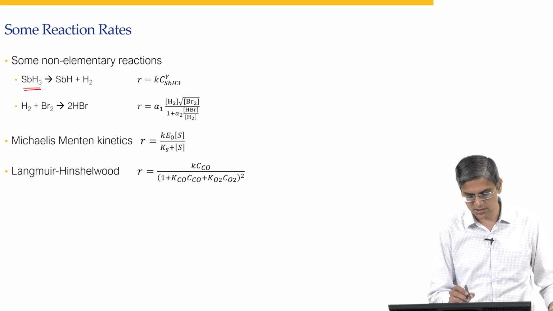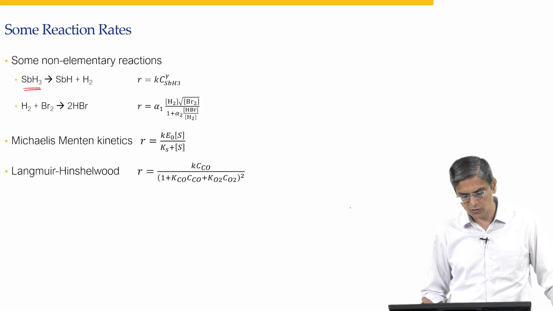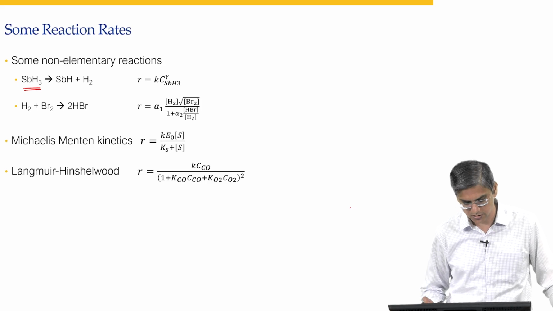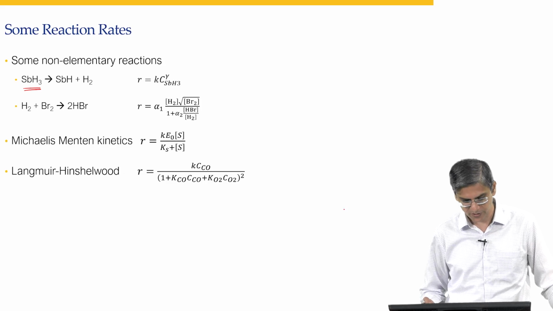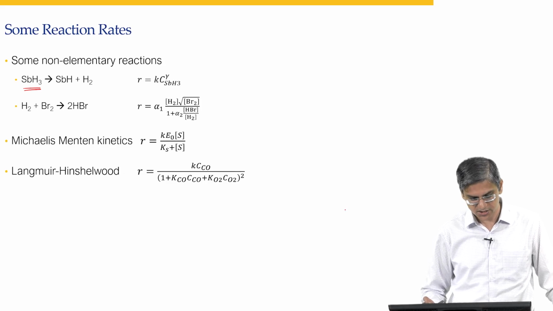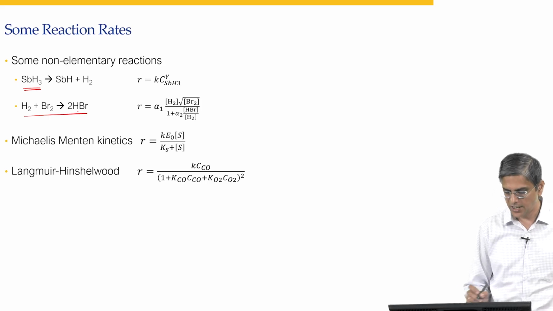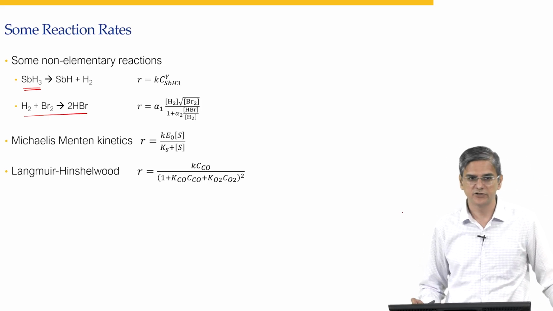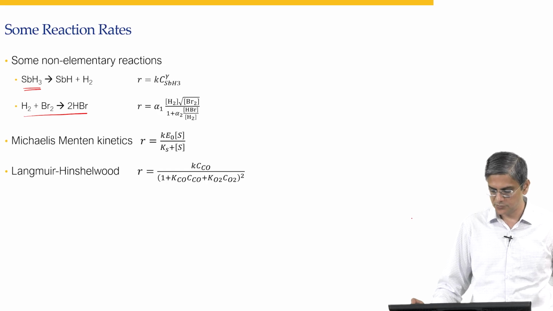And this is an example of power law kinetics, and this power law kinetics was described in, I think, 1915, 1918, something like that. So, this is an example of a non-elementary reaction. Hydrogen plus bromine giving HBr. This is again an example of a non-elementary reaction.